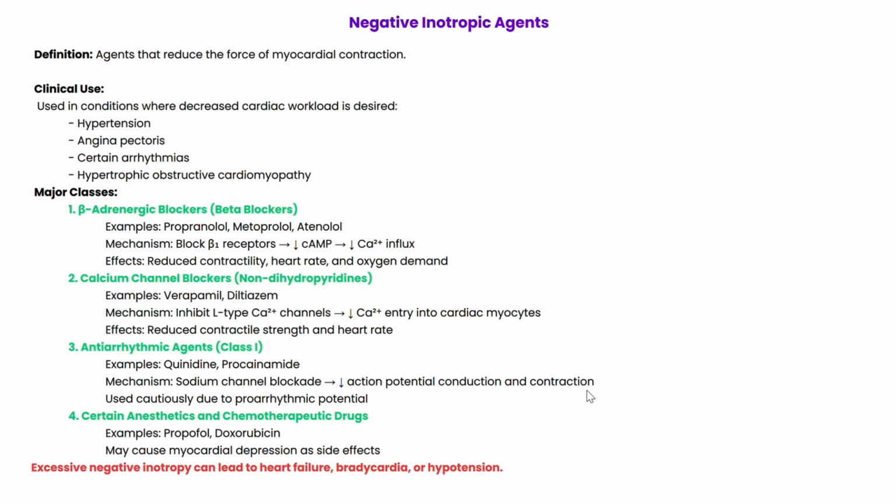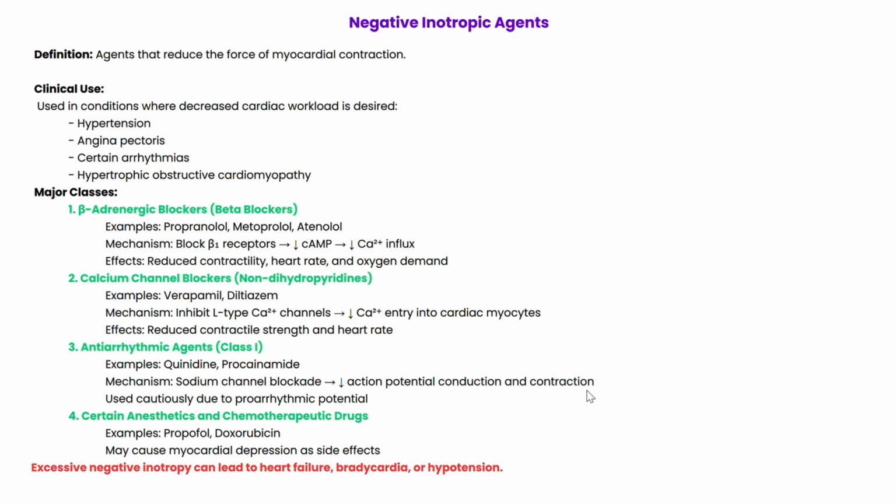First, beta blockers. Examples include propranolol, metoprolol, and atenolol. They block beta adrenergic receptors, leading to reduced cyclic AMP levels and less calcium entry into the cells. This causes a decrease in both contractility and heart rate, reducing the heart's oxygen demand.